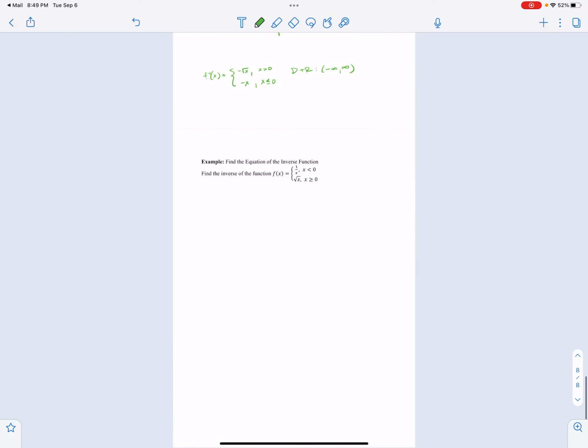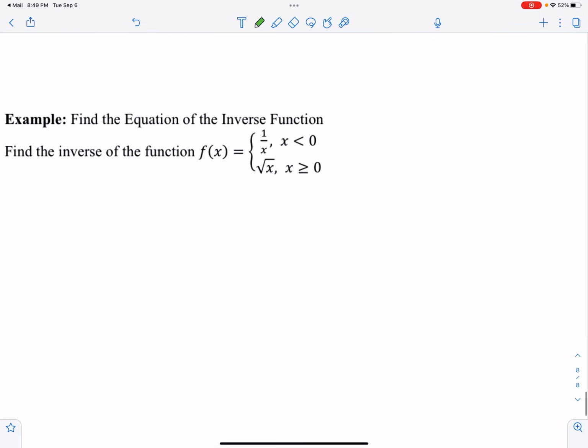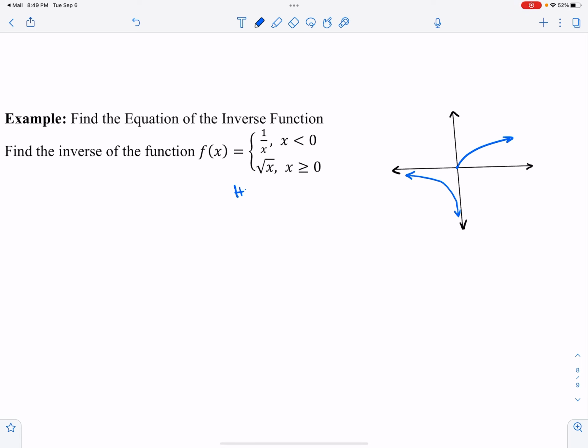Okay, last example, right? Same type of thing. It's a piecewise function, so it could be helpful to us, especially for determining range, if we think about the graph. Okay, 1 over x, when x is less than 0. Let's use blue. So that'll be this bottom branch here in quadrant 3. And then root x when x is greater than or equal to 0. So it'll come out like this. And this does pass the horizontal line test, and is therefore a 1-to-1 function.